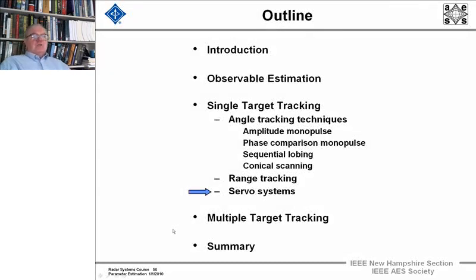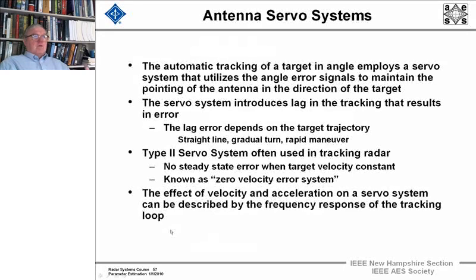And now let's look at servo mechanisms. We've sort of gone over them lightly. The automatic tracking of a target in angle employs, as we've seen, a servo system which takes an error signal and uses that to maintain the pointing of the antenna in the direction of the target. The servo system will have a lag in the tracking that results in an error. It'll overstretch and then it will come back.